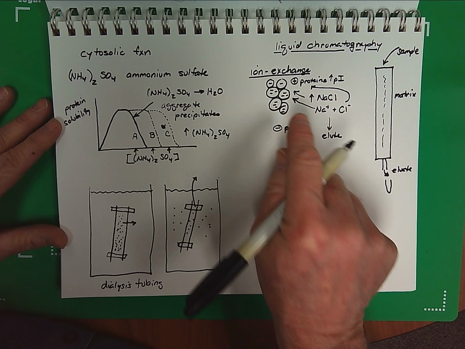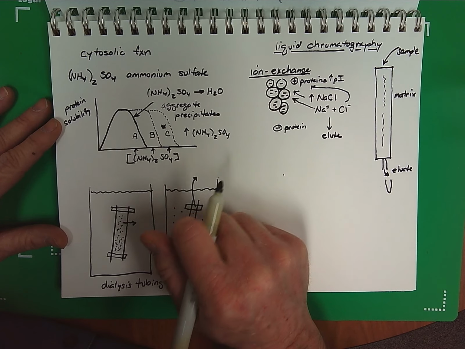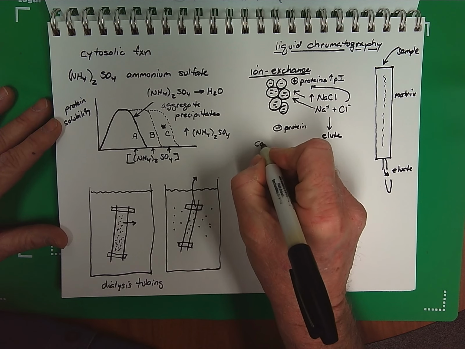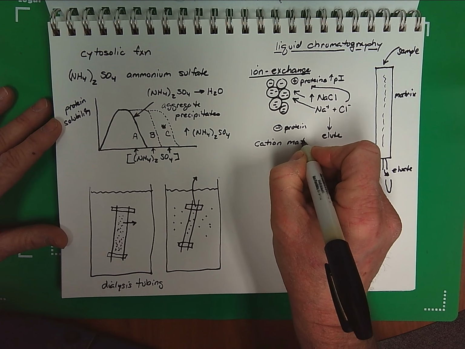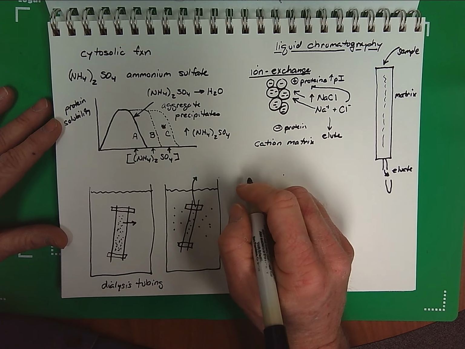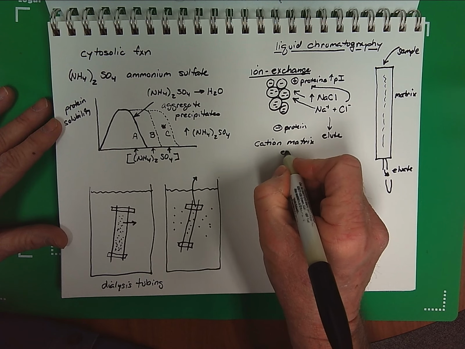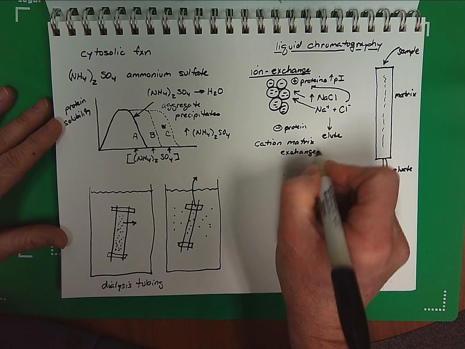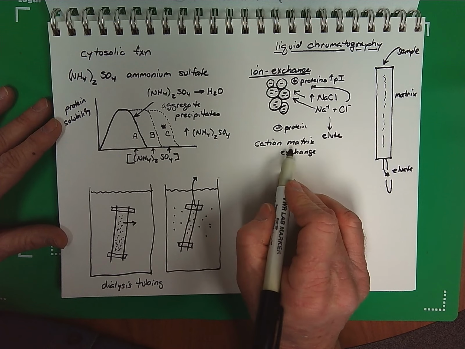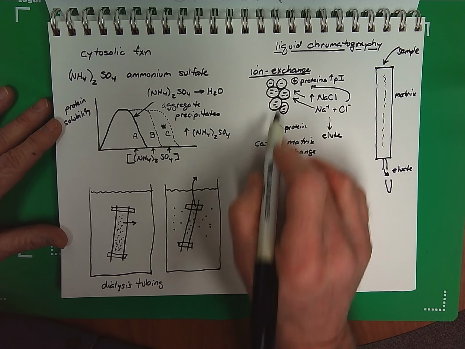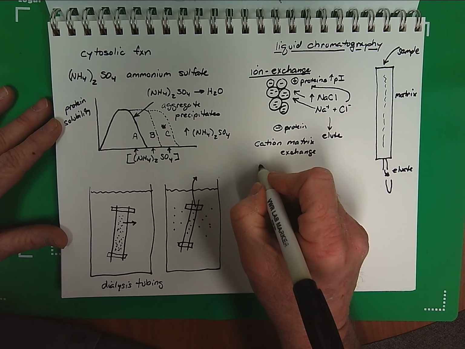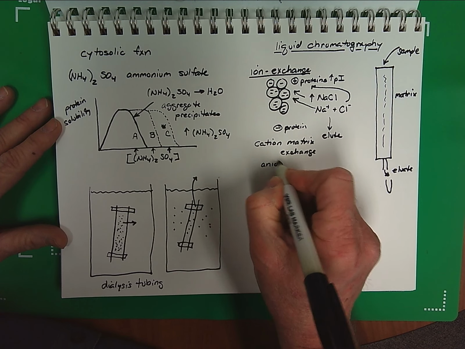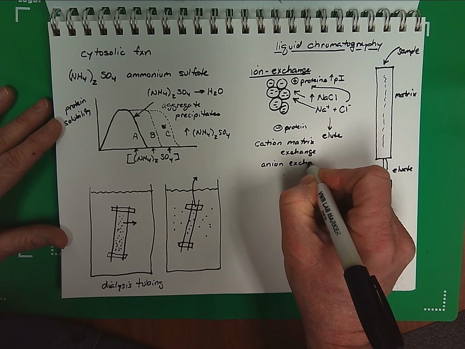This here, because we're talking about positive proteins, is called a cation matrix, or cation exchange, because positively charged molecules are binding to the matrix. The reverse principle is also possible using anion exchange.